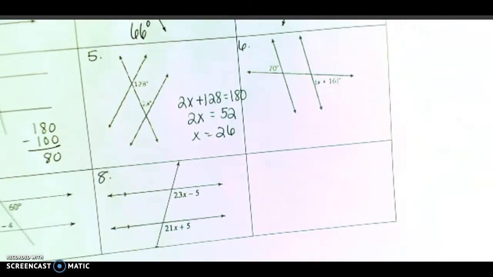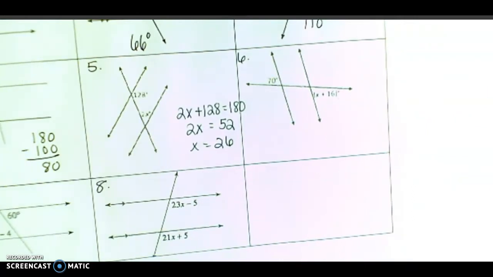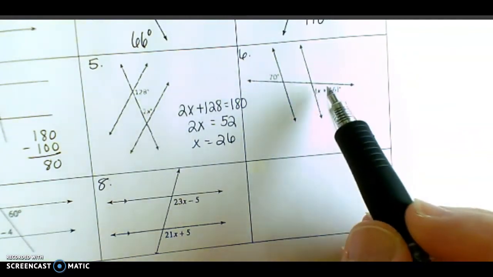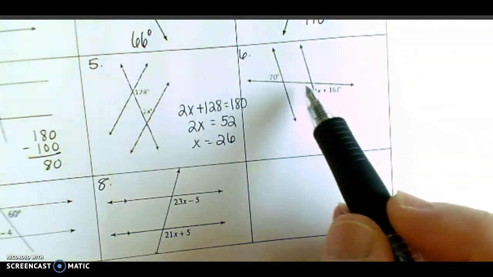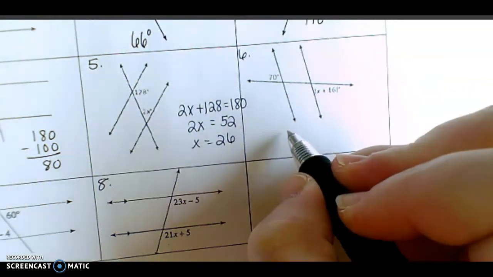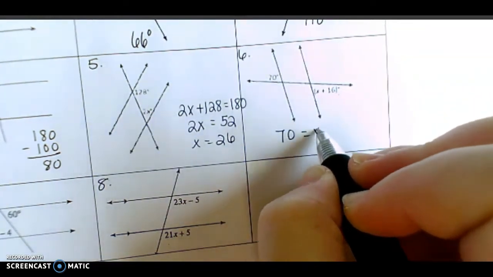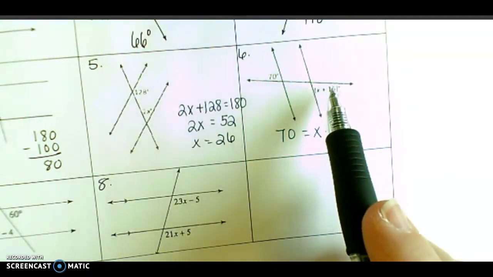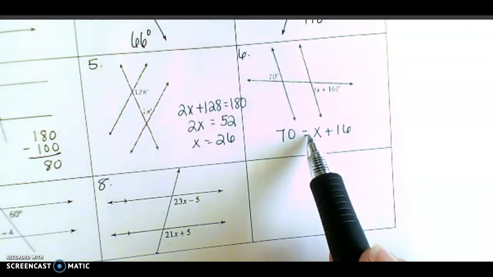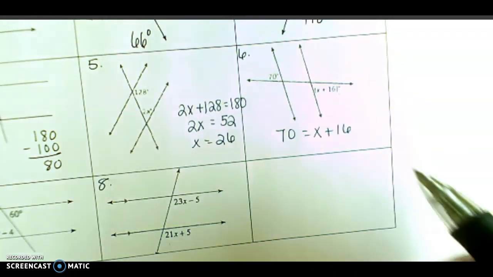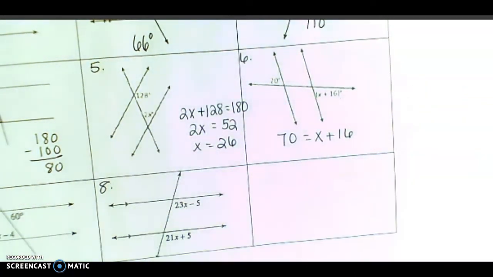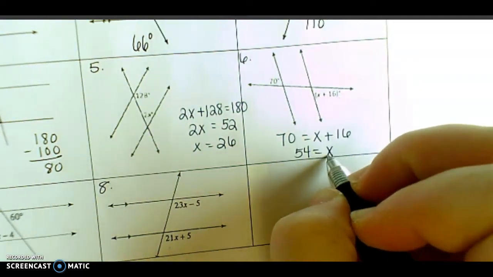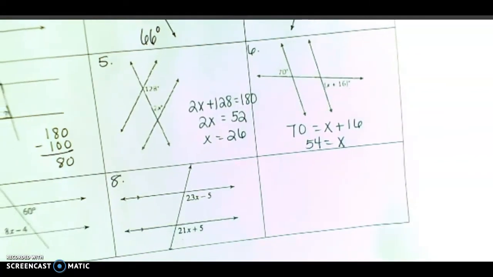Number 6, again, figure out what kind of angle it is and figure out if they're equal or 180. These two angles are alternate exterior. Alternate exterior are congruent. So all I do is I say 70 equals x plus 16. Same side interior is 180. Most of the others are equal, so I just put an equal between them instead of an equal 180. And then I solve for x. I'm going to subtract 16 on both sides. And then that's my answer because I don't need to divide.